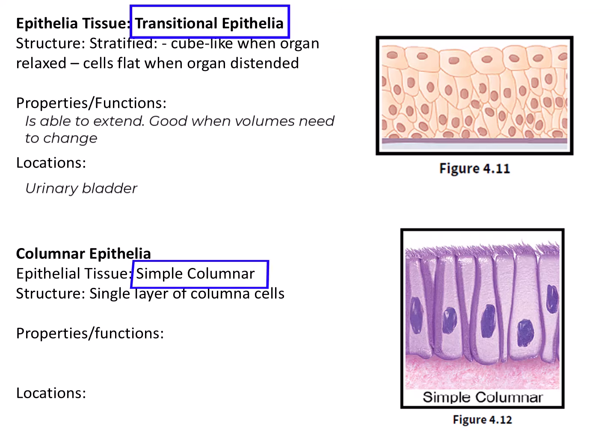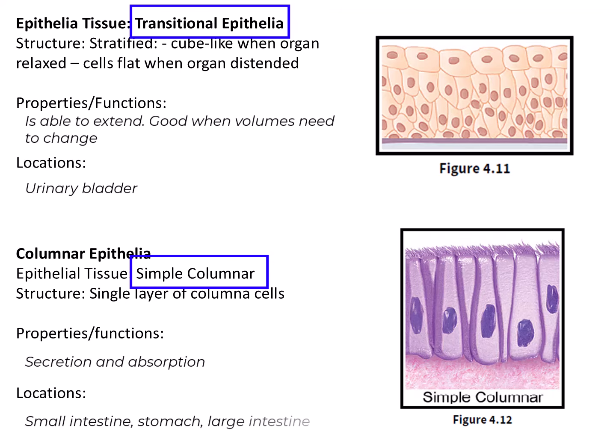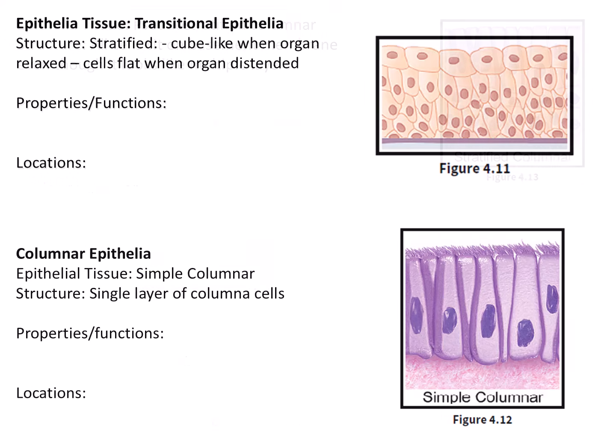Let's move on to columnar epithelium. The first is simple columnar epithelium. This is a single layer of columnar cells and is well adapted for secretion and absorption. We find this epithelium lining the small intestine, stomach, and large intestine.